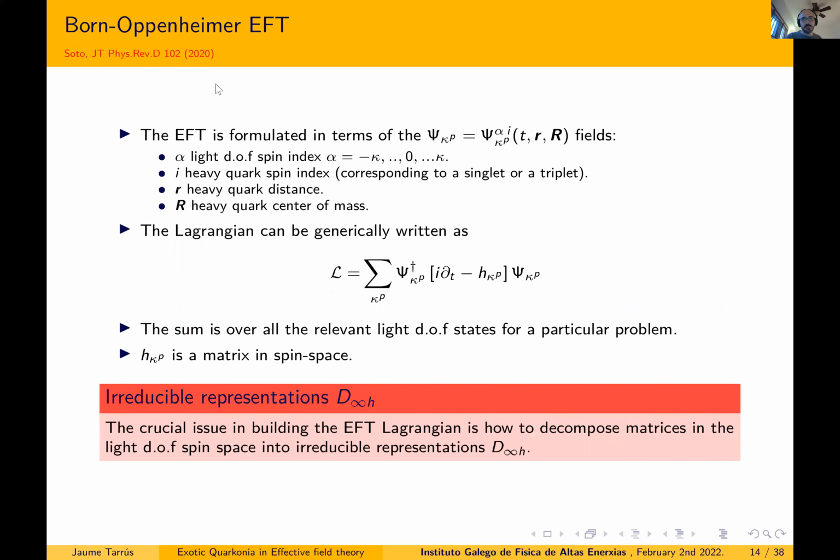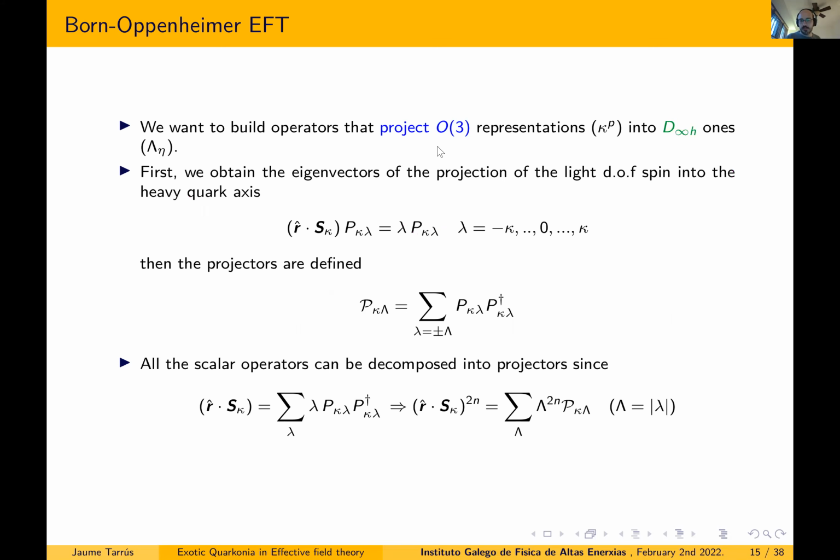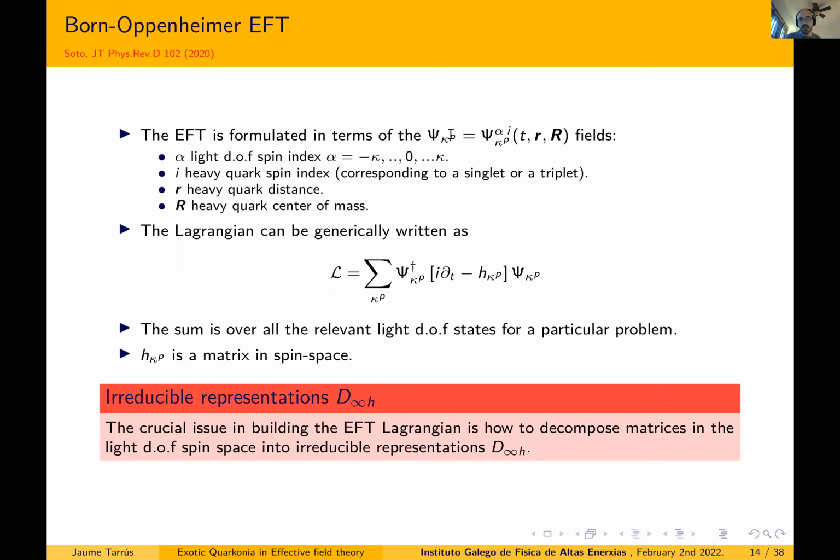Okay, so the EFT, Born-Oppenheimer EFT, is formulated in terms of these capital Psi fields, which are labeled by the quantum numbers of the light degrees of freedom: the spin, which is kappa, and the parity. These fields depend on the center of mass coordinate of the heavy quarks and the relative distance of the heavy quarks, which is the small r. The time, obviously, and then they have spin indices for the light degrees of freedom, which is this alpha. I will always use Greek letters for the spin of the light degrees of freedom, and this I is the spin index for the heavy quarks.